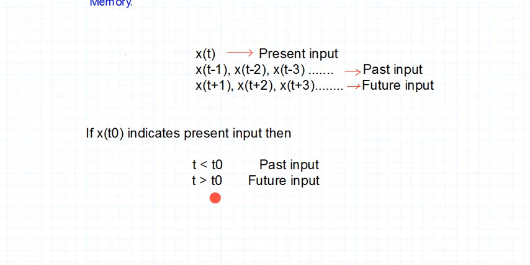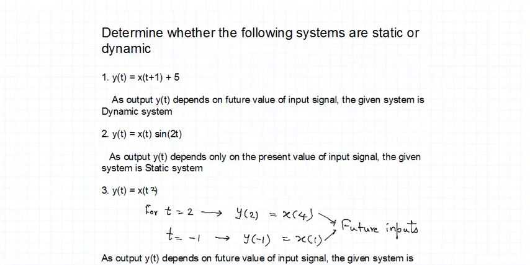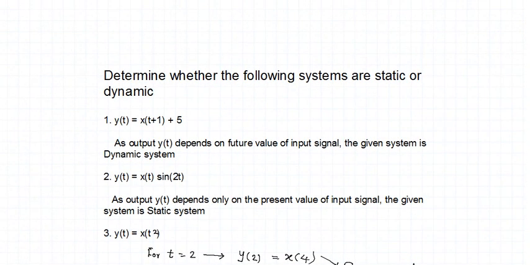Okay, so these are very essential terms which quickly help us to identify or differentiate whether the given system is static or dynamic. So with this understanding, now let us try to solve certain problems which ask us to identify whether the system is static or dynamic. So let's look at how the problems are framed. It says, determine whether the following systems are static or dynamic.